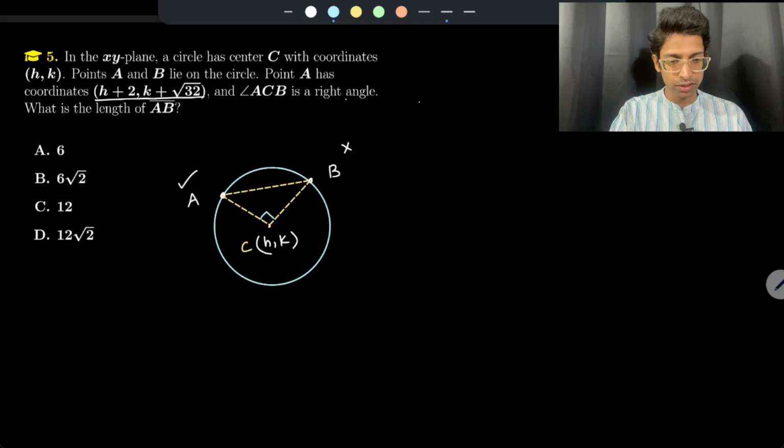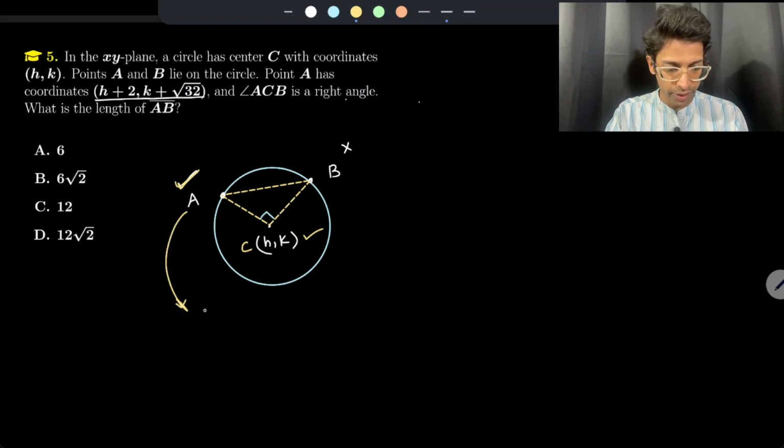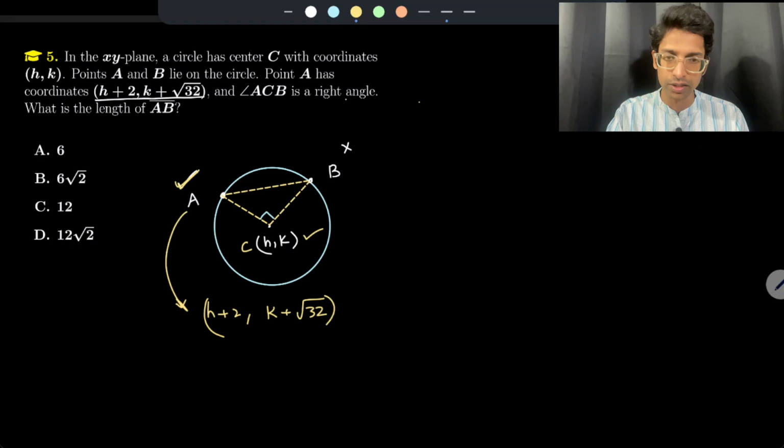So that is the question. Now what is the actual question? He is asking you to find the length of AB. So length of AB is what he is asking you to find. So what is given to us? Let's try to clearly pinpoint what is given to us. Center of the circle is given to us. Coordinates of this point are given. What are the coordinates of this point? h plus 2, comma, k plus square root of 32. So those are the coordinates of point A. Coordinates of point B are not given. What else is given to us? This is 90 degrees. So these are the things which are given to us, and he is asking us to find out the length of AB.